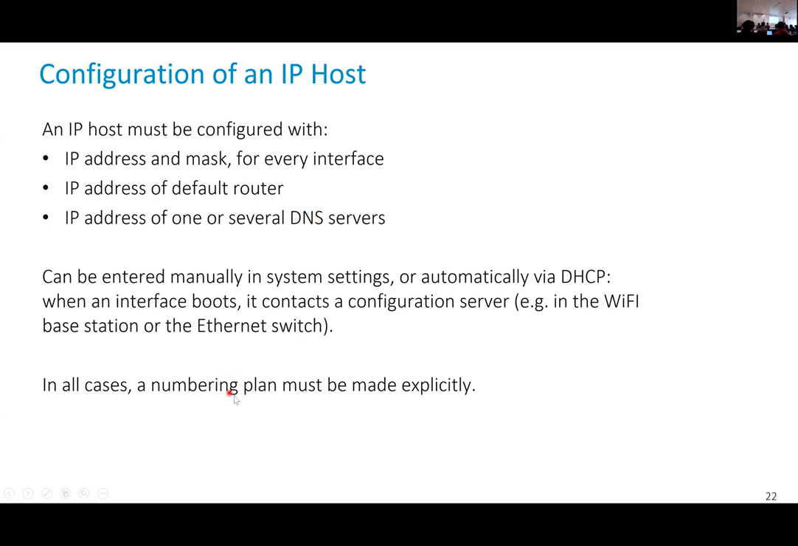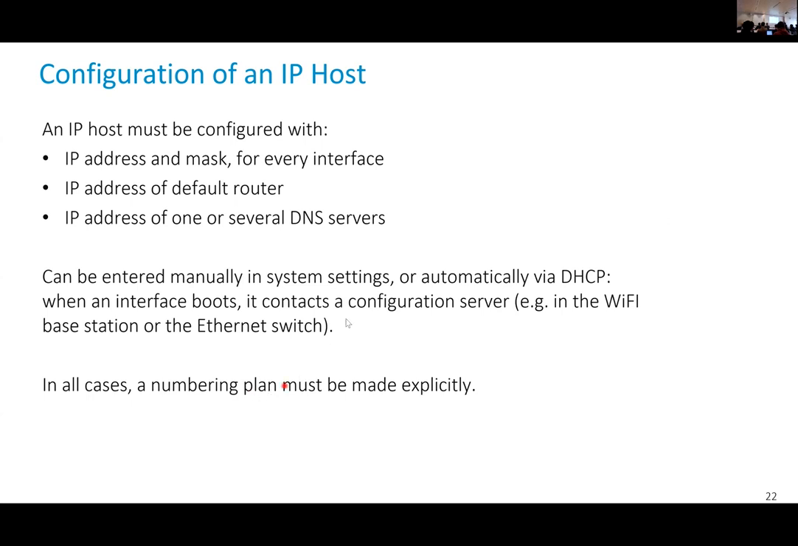And in all cases, if you are in charge of designing your IP network for your smart grid, for example, you have to decide what the subnet masks are, what the lengths are, what you need, and what the prefixes allocated to each subnet are. You need to do what is called a numbering plan. Nobody will do it for you.